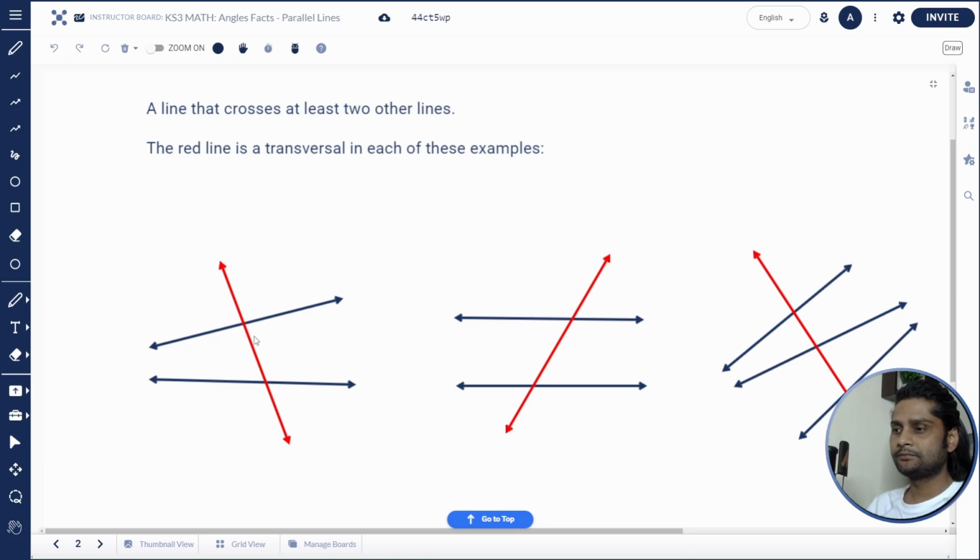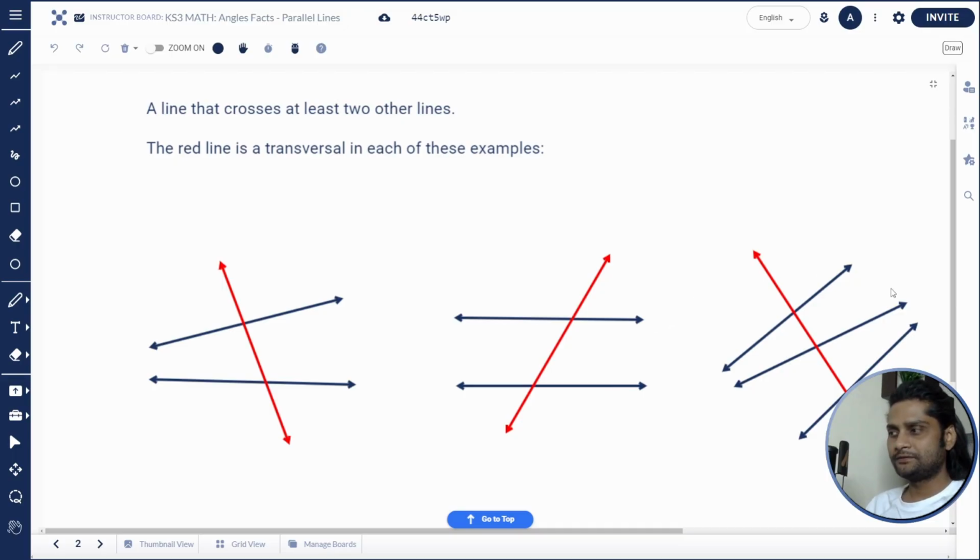So look at the examples here. Every red line over here is a transversal, because in each example this red line intersects two or more than two lines together or simultaneously.